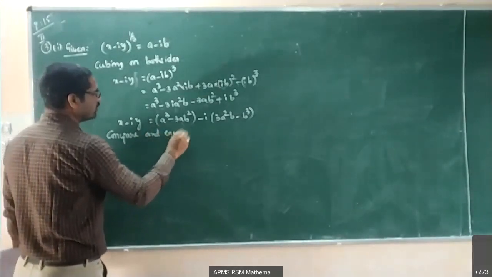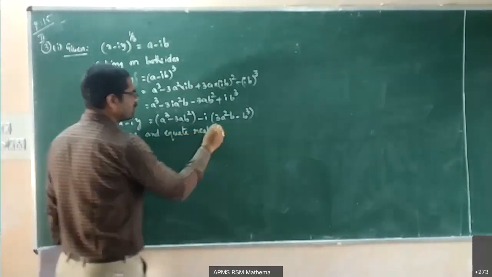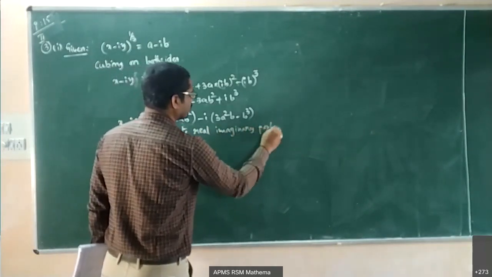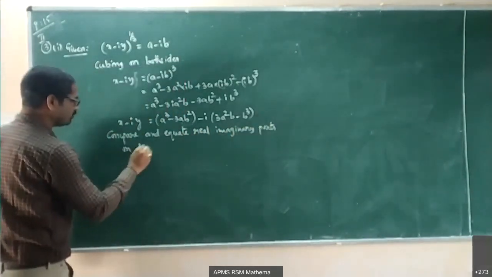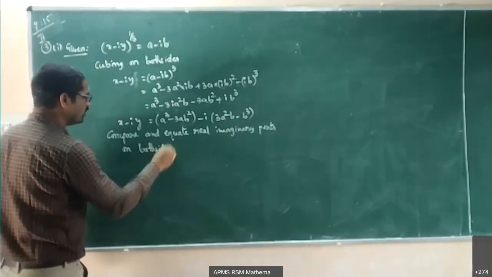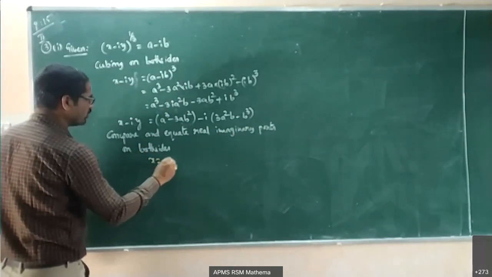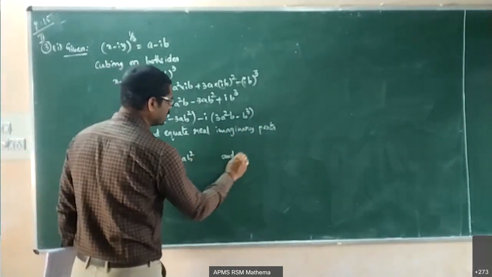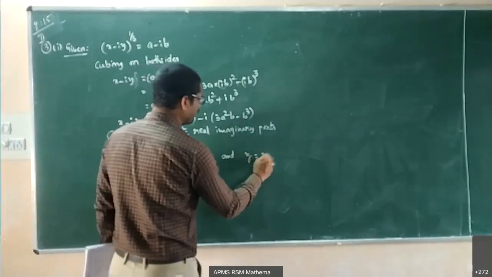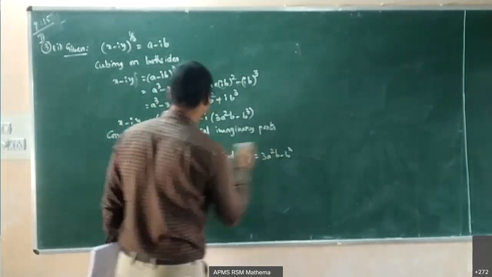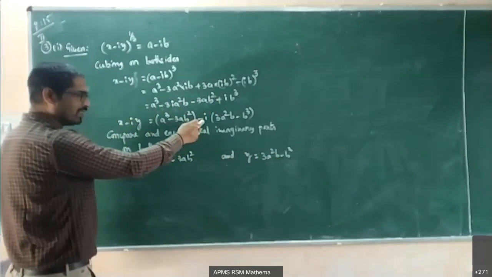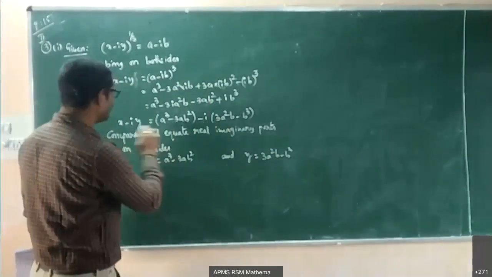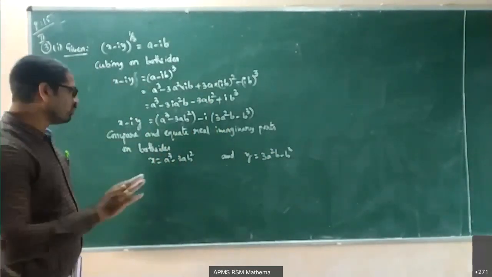Compare and equate real and imaginary parts on both sides. We get x is equals to a cube minus 3ab square and y is equals to 3a square b minus b cube. Because here minus is there, the right hand side is also minus is there, so we don't need to consider this side. If you consider the value on both sides and equate, then that would be good.